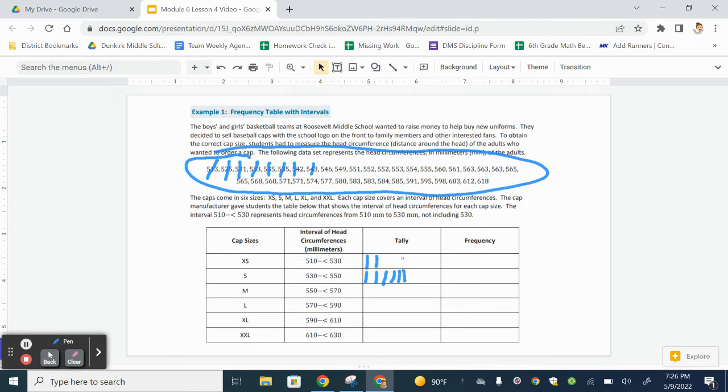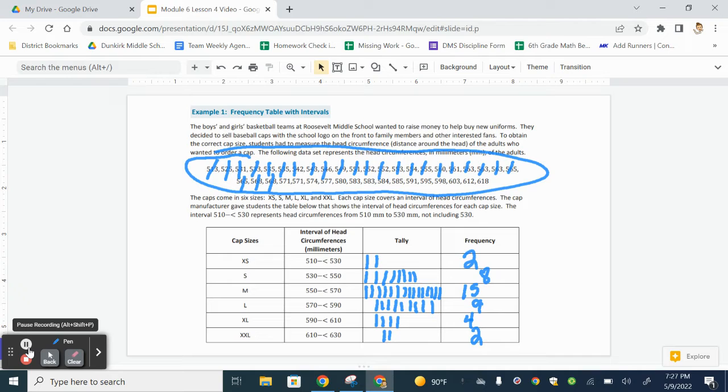543 still falls there. Here's what I want you to do. I want you to pause this video, finish taking each circumference and adding it to your tally column, and I want to see if yours is going to match mine. So I'm also going to pause. Okay, did you do it? Did you go through and check off each single circumference, document it with tallies? Then remember I said the frequency is how many you had.